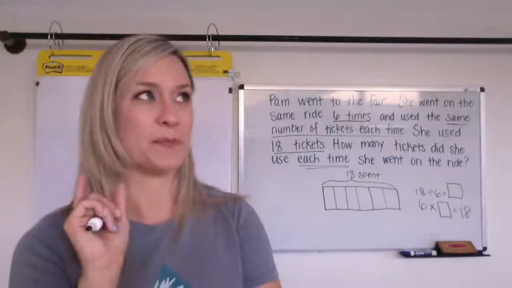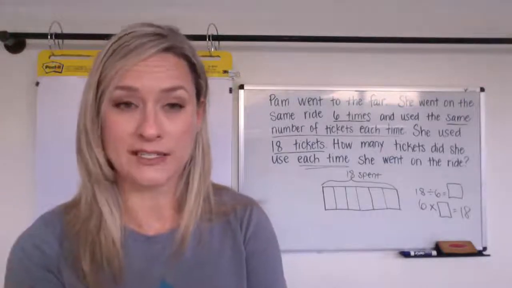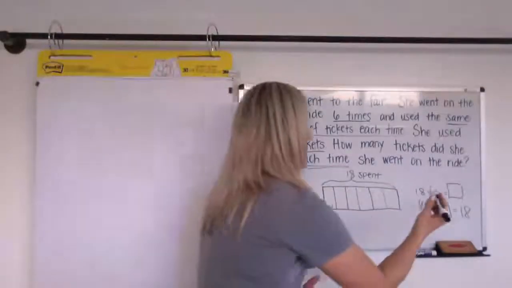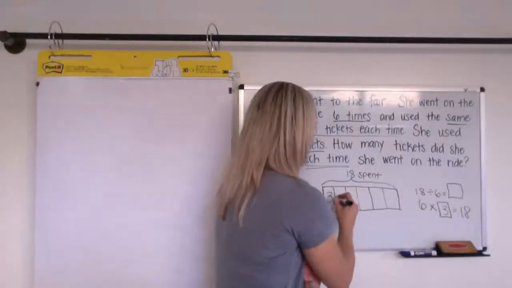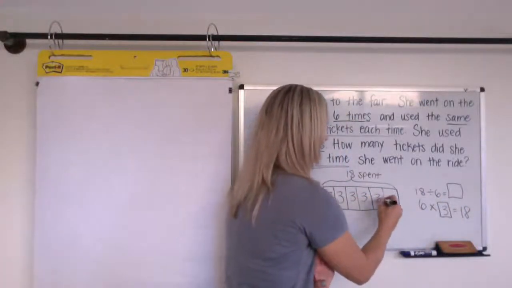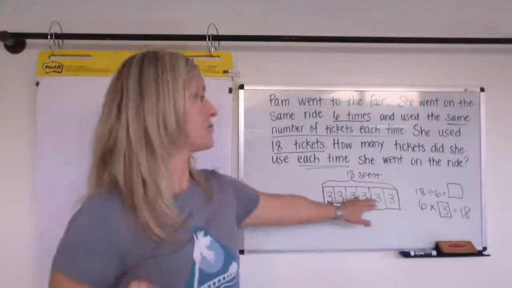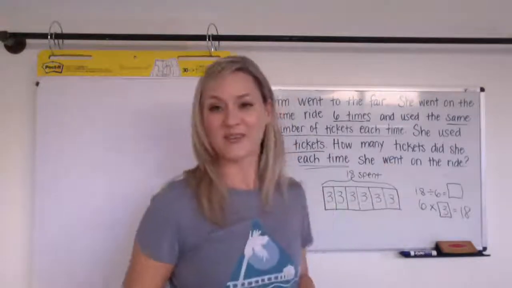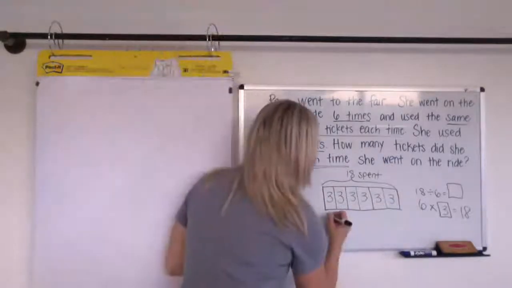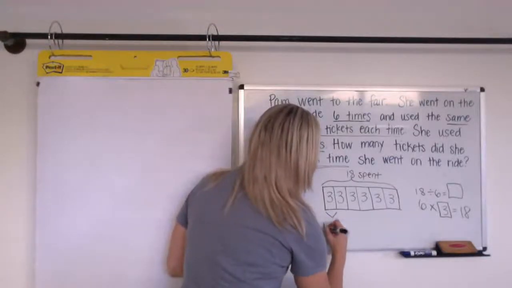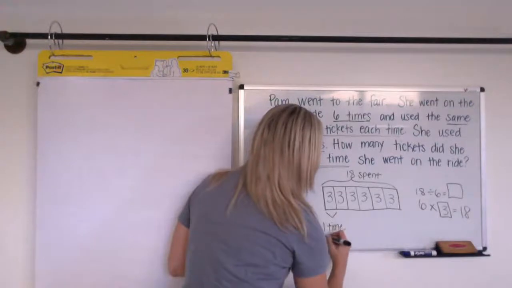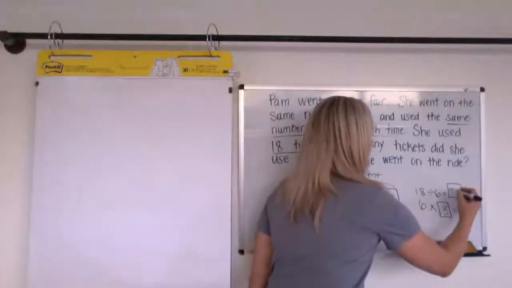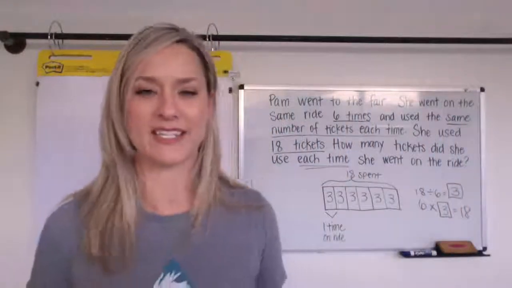That would be 12. 6 times 4 is double that, so that's 24. So it must be 6 times 3. If I put a 3 in each one of these, does it really add up to 18? We should always double check. 3, 6, 9, 12, 15, 18. So each one of these represents one turn on the ride. One time on the ride, right? So each time she had to spend 3 tickets. So 18 divided by 6 is 3.